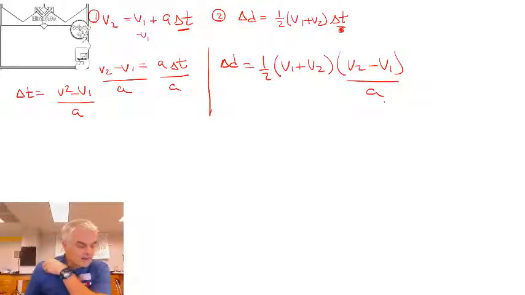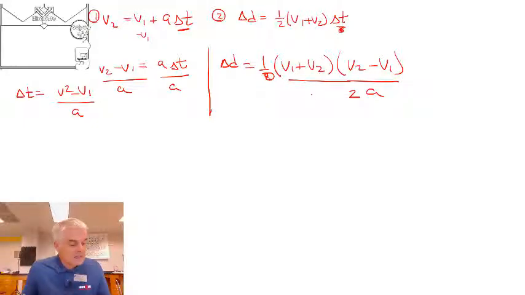Now this gets a little bit complex. It's not terrible to do this. So let's see if we can figure this out. You can also move this half and just say 2A here. We're still trying to solve for delta D.